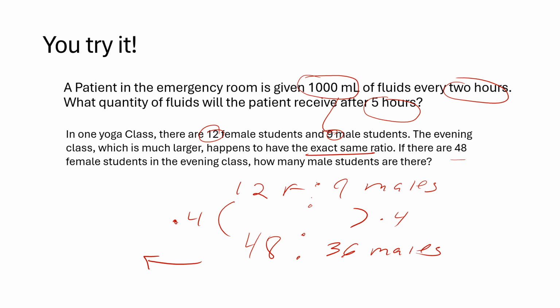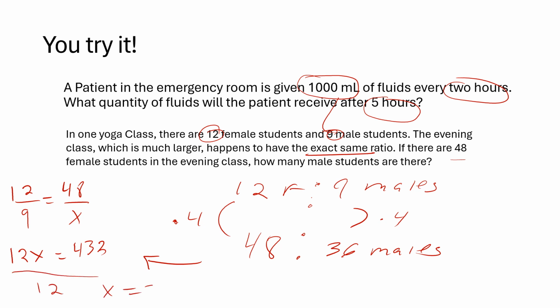Okay, so what you would do is find that ratio, 12 over 9, which equals 48 over x, because we're trying to find the males. Cross multiply, which gives you 12x equals 48 times 9. 48 times 9 is 432. Divide this by 12, and x equals 36.